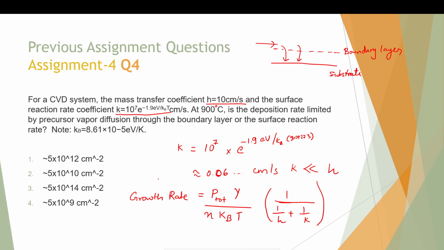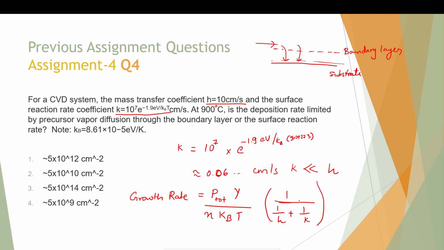So when we are depositing a film, the growth rate of this film is given by the partial pressure of the precursor gas, divided by N, where N is the number of atoms of deposited material in a unit volume. So it is inversely proportional to that. Then kBT is the energy term, and then we have 1 by h plus 1 by K in the denominator here.